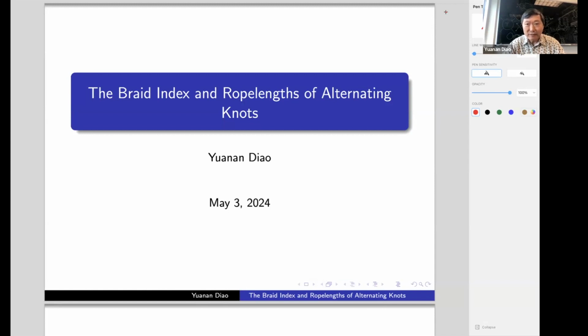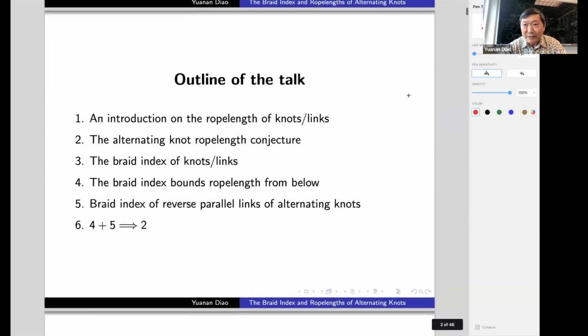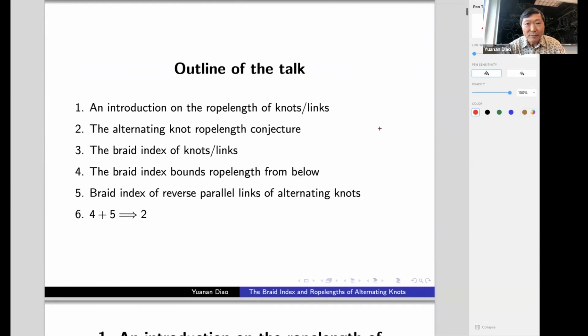So the talk is about the rope length and how the braid index can help with the research on the rope length of knots. Let me see if I can turn my page. No, I cannot. So this will not be the most optimal way to do it. Okay, so here's the outline.